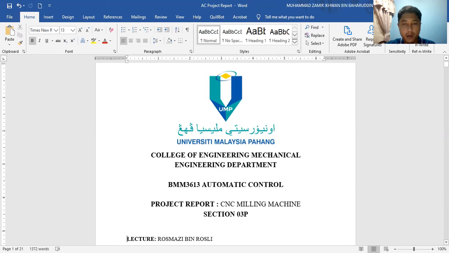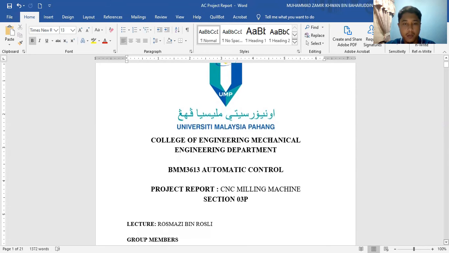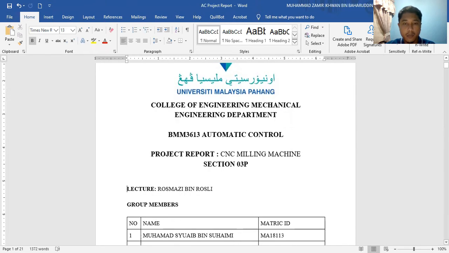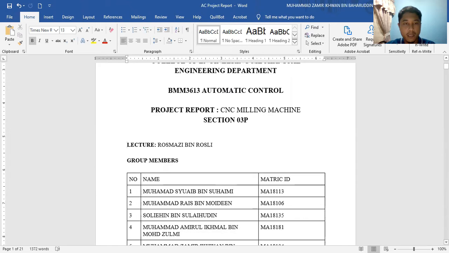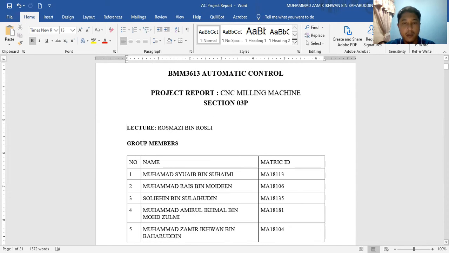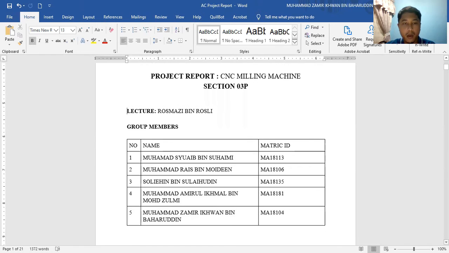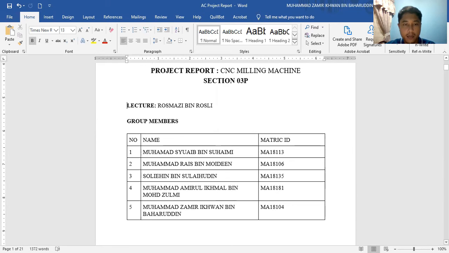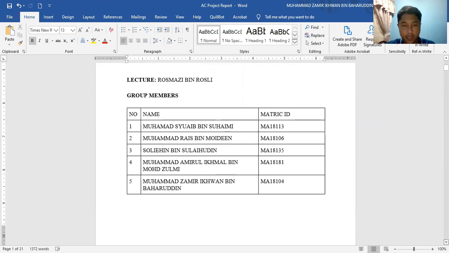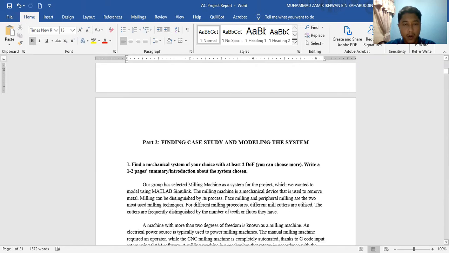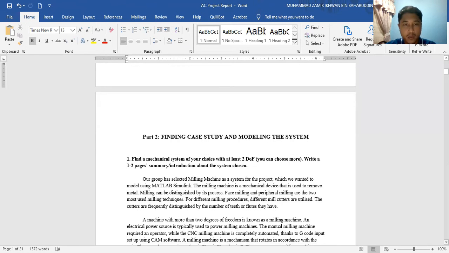Today our group will present the project report on the CNC milling machine. We are from section 03P, under lecturer Dr. Rosmazi bin Rosli. First of all, I will introduce our group: Muhammad SYUAIB bin SUHAIMI, Muhammad RAIS, SOLIEHIN, Muhammad AMIRUL IKHMAL, and me, Muhammad Zamir Ikhwan bin BAHARUDDIN. I will present part 2.